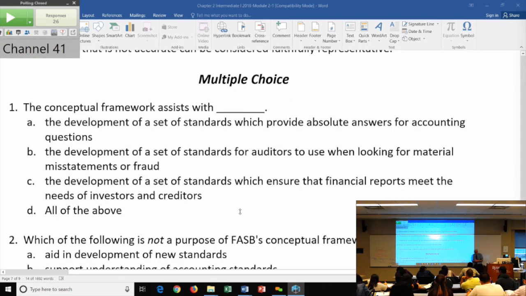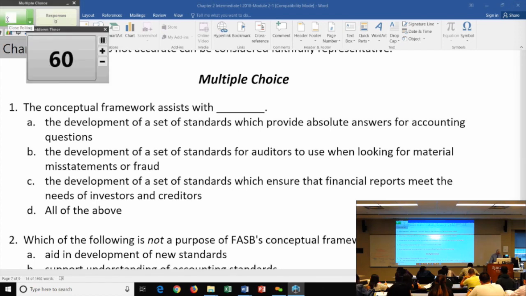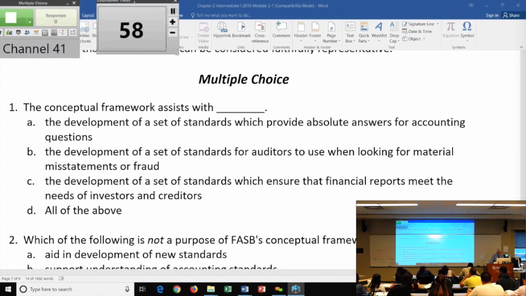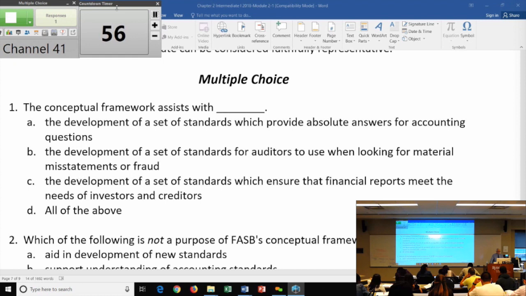All right. So now, see if we can do some multiple choice. All right, what does the framework assist with? Let's try this one.